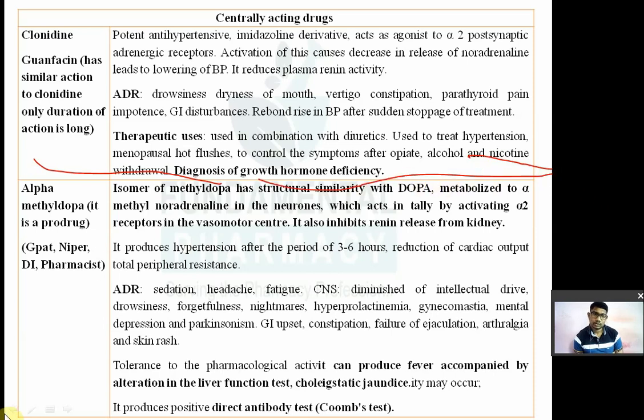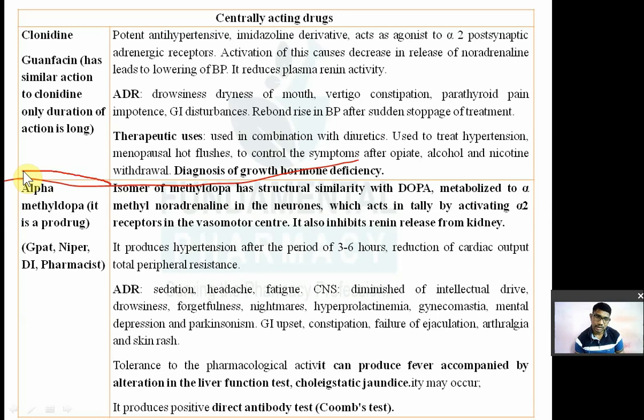ये याद रखो. What is the use of clonidine? इसके ऊपर क्वेश्चन आ सकता है. क्लोनिडीन का यूज क्या है? याद रखो इसको. So used in combination with diuretics to treat the hypertension in the menopause plus hot flushes. It is used in the treatment of withdrawal of alcohol, opiate, then nicotine dependence, used for diagnosis of growth hormone deficiency.